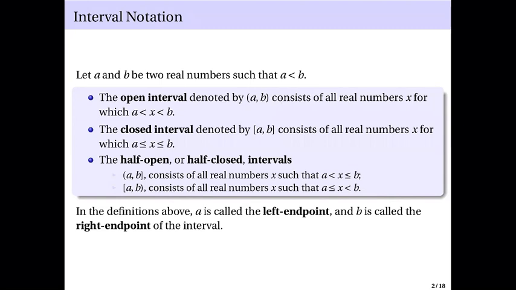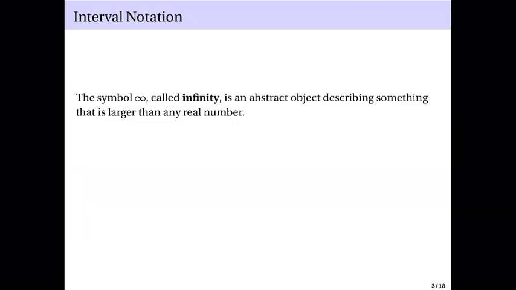Now, I would like to introduce this symbol, and it's called infinity. This is an abstract object describing something that is larger than any real number. So it's something that is very, very large. It represents a very, very large number.